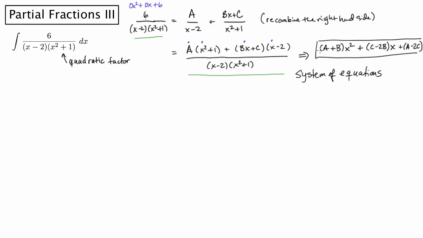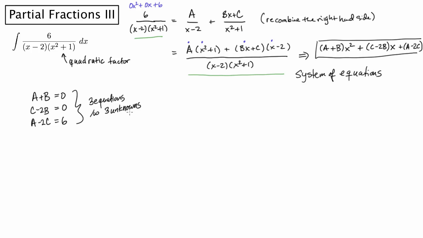So the coefficient a plus b must be equal to 0. Similarly, the coefficient of x must be 0. And then finally, the constant term itself, a minus 2c, must be 6. Now, this is a system of 3 equations with 3 unknowns.